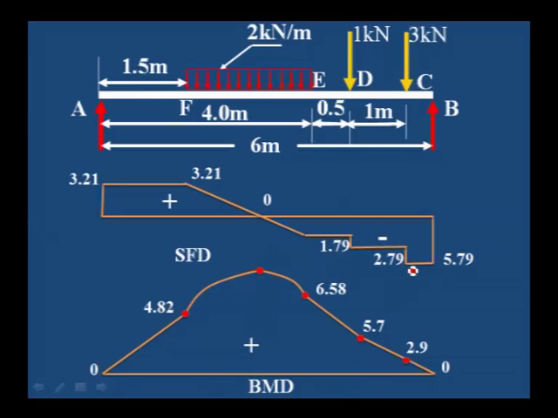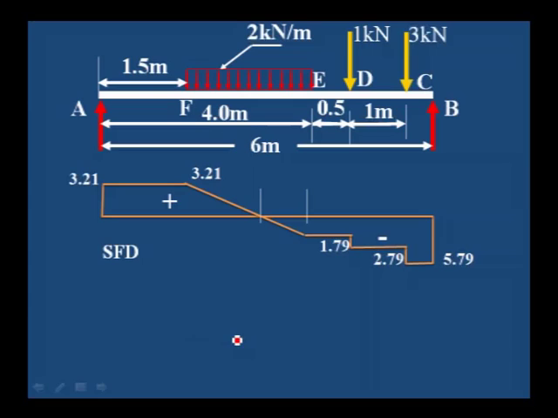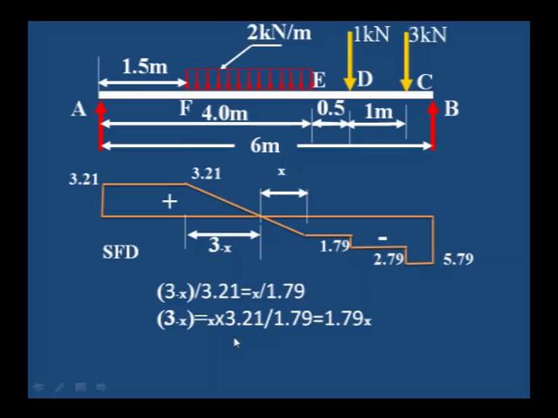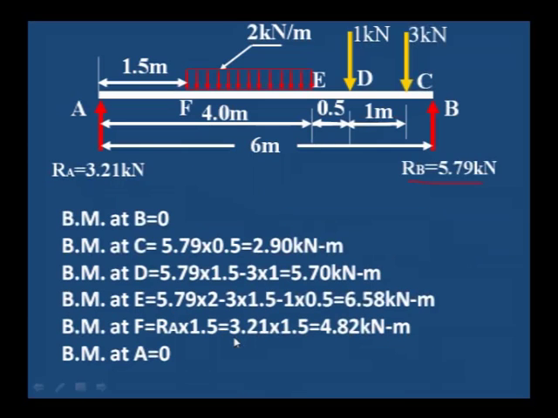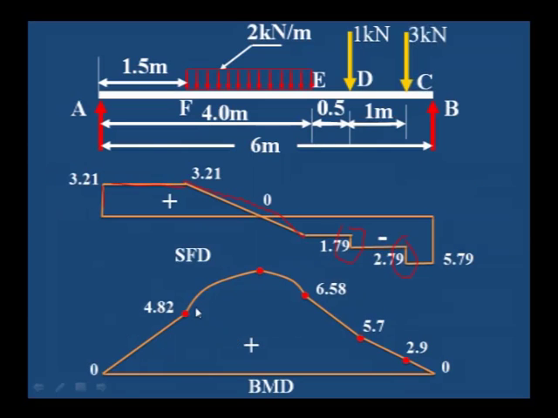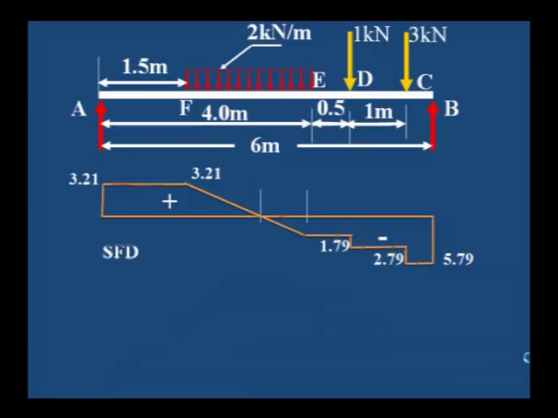Here you can observe that wherever the point load is there, there is a drop, and where the uniformly distributed load is there, there is an inclined line, then it is a horizontal line. Also you can see in the bending moment diagram, it is an inclined line, a parabolic line in between where the uniformly distributed load is there, and further it is an inclined line.